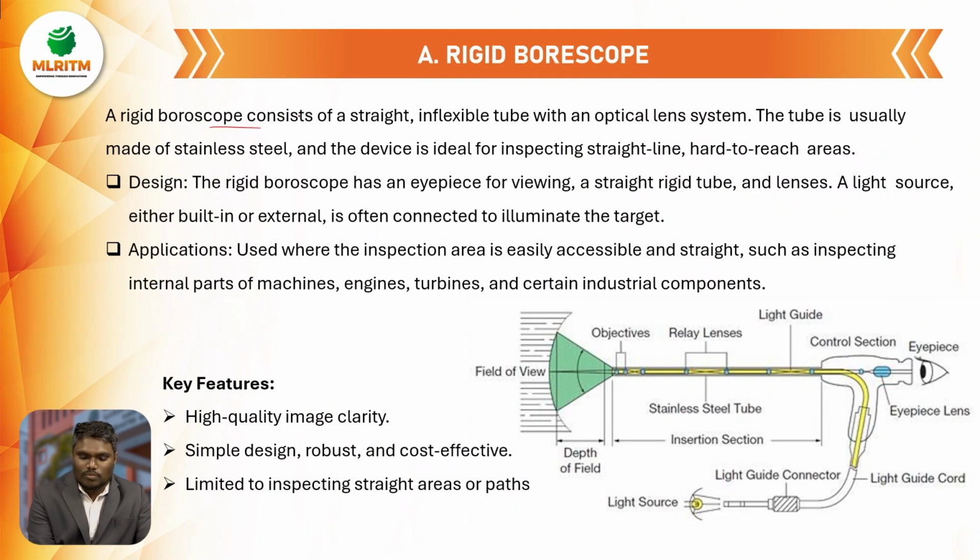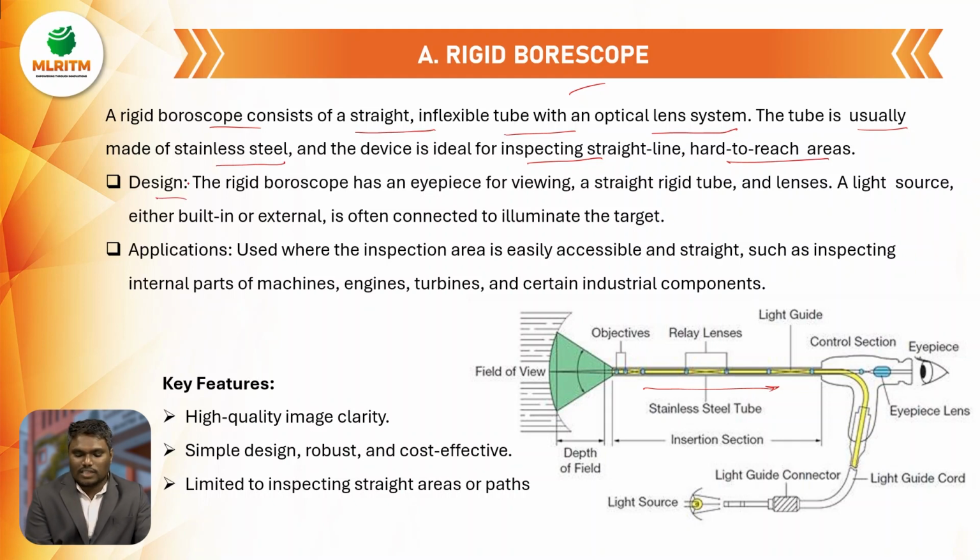The rigid boroscope consists of a straight and inflexible tube with an optical lens system. This tube is usually made of stainless steel, and the device is ideal for inspecting straight line and hard to reach areas. Right, wherever there are regions that are very hard to reach, the rigid boroscope is utilized so that they can be inspected perfectly.